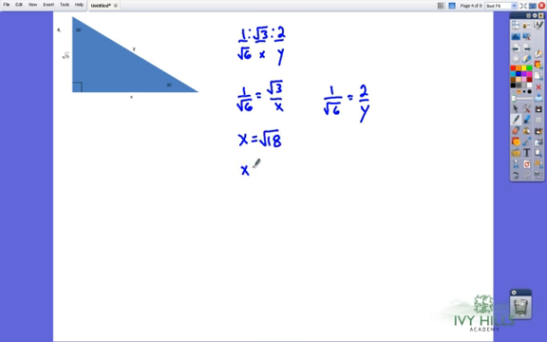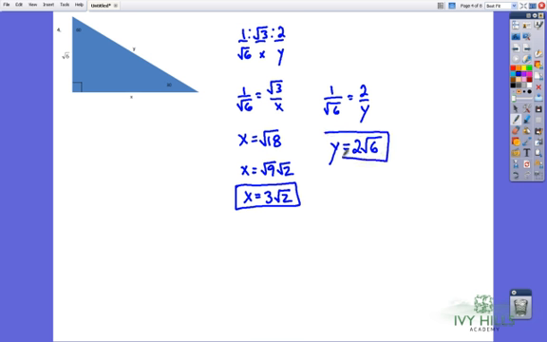This radical can be simplified. Root 18 can be thought of as root 9 times root 2. And the square root of 9 is 3, and root 2 remains the square root of 2. Cross multiplying this proportion, I will get y equals 2 root 6. And there is nothing else I can do with that problem. So the answer for y is 2 root 6.